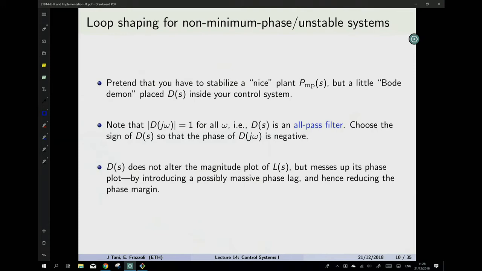A transfer function that has unit magnitude at all frequencies, by the way, is called an all-pass filter. But what about the phase? Well, the phase we can't really tell. The phase probably is going to be a mess, and probably a negative mess, something that makes our life more difficult. It's going to be a phase lag. Remember, lags are bad because they reduce the phase margin, right?